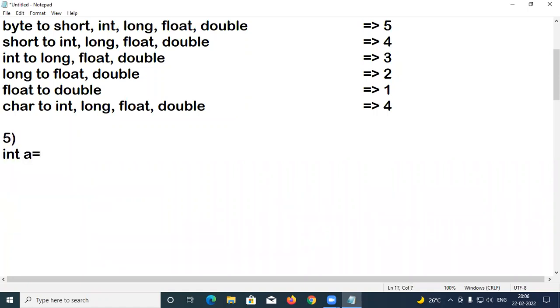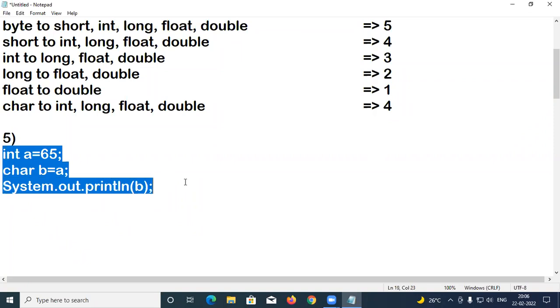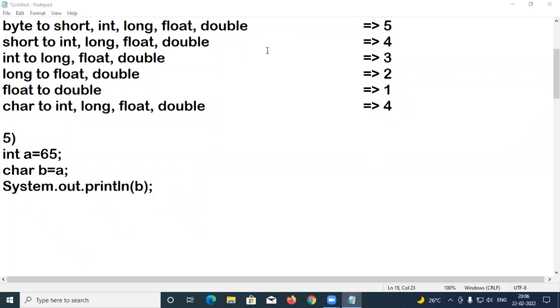Integer A equal to 65. Character B equal to A. System.out.println(B). Is it valid or not valid? Give me the answer.